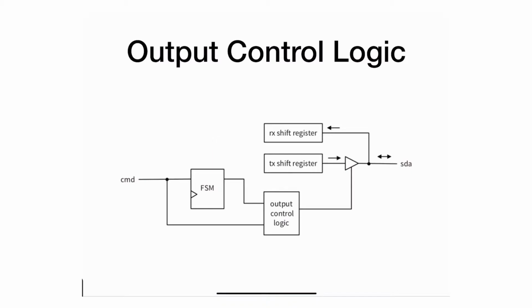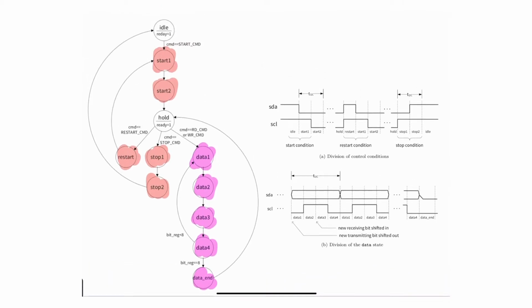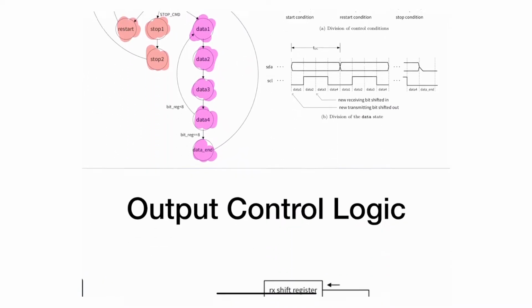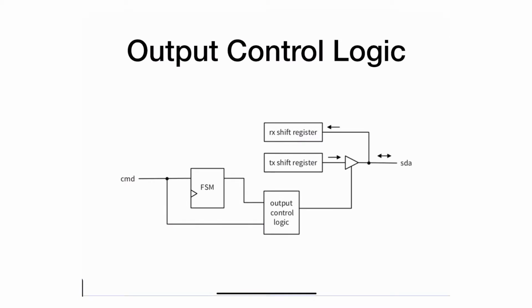It actually gives me a few signals. From these signals, I can figure out the command. I can figure out whether I'm reading or writing, whether I'm in a data stage or non-data stage. Maybe I'm on a start command or a stop condition. And we will have this output control logic. So let's see what this output control logic actually does. It's a very simple combinational circuit.